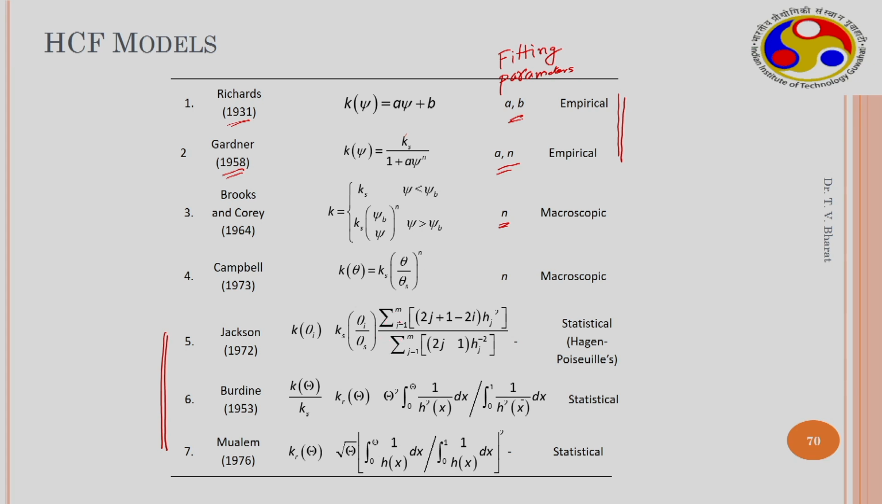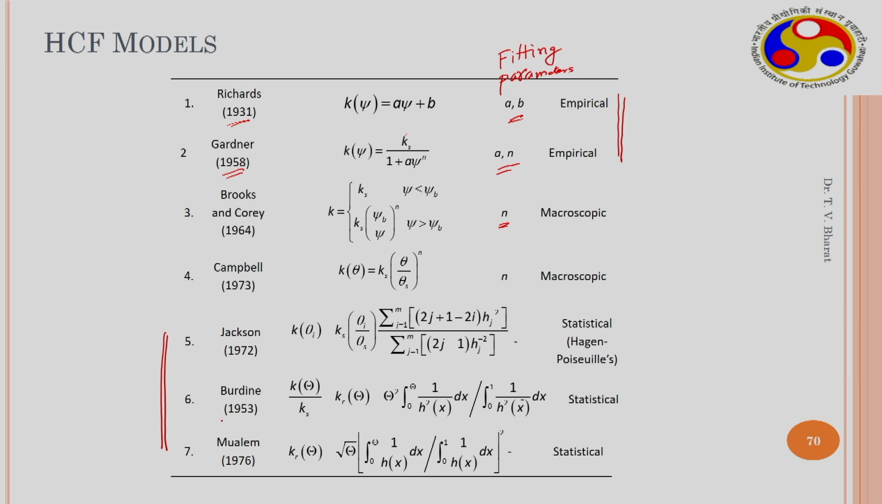sigma j equals 1 to m, 2j plus 1 minus 2i times h j power minus 2, that means 1 over h square. That is how we have used, also using Hagen-Poiseuille's approximation. This is divided by sigma j equals 1 to m, 2j minus 1 divided by h square. So this form is derived based on Childs and George expression, and here k is the hydraulic conductivity at any given theta. Fine.